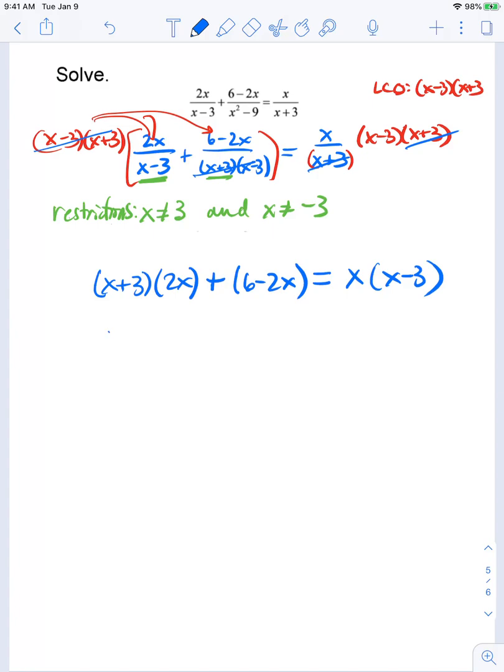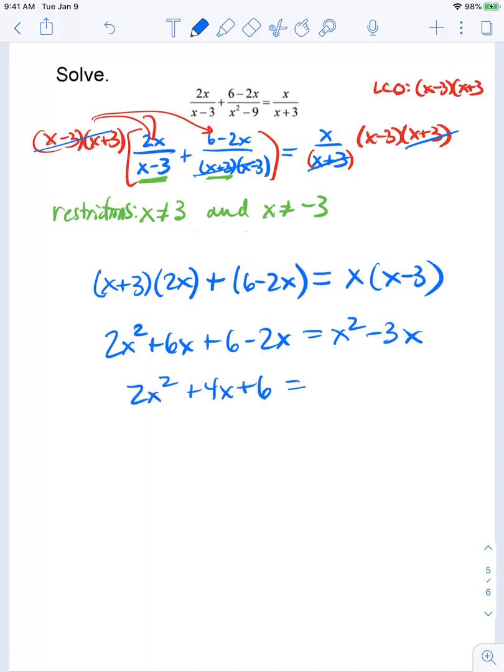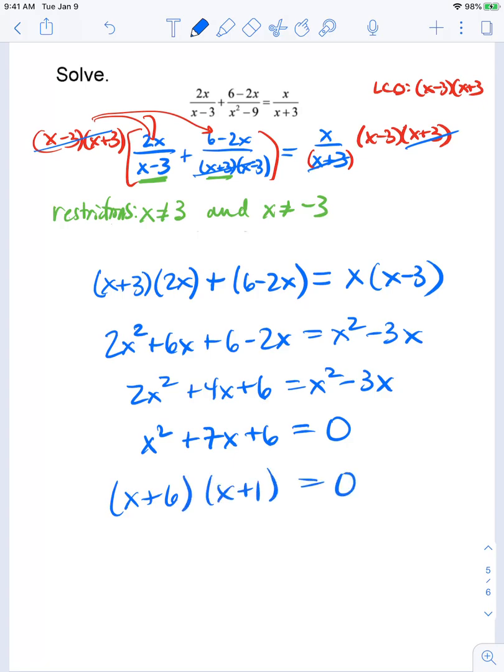Simplify. X plus 3 times 2x is 2x squared plus 6x plus 6 minus 2x equals, distribute the x, x squared minus 3x. All right, simplify this left side. 2x squared plus 4x plus 6 equals x squared minus 3x. Set equal to 0, so I'm going to subtract x squared. I'm going to add 3x, and then I'm going to factor and solve.